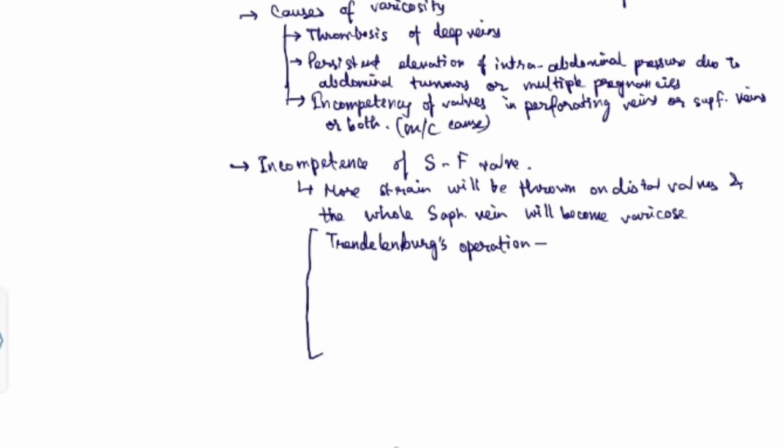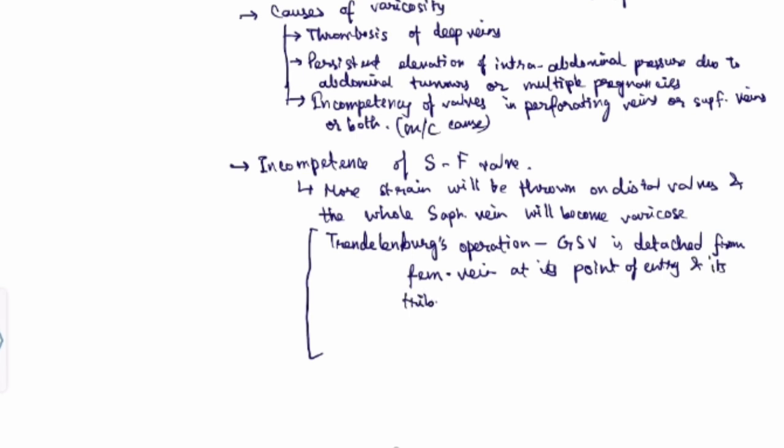It's a surgical procedure. The GSV is detached from the femoral vein at its point of entry, and its tributaries in the groin are ligated individually. This is the Trendelenburg's operation.